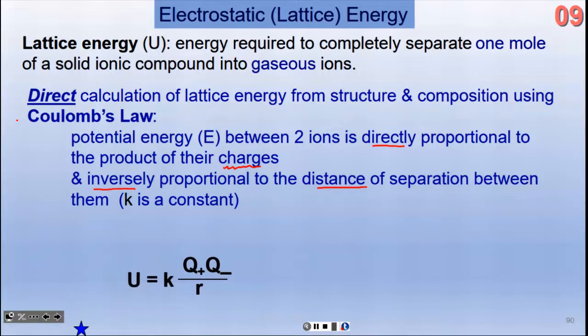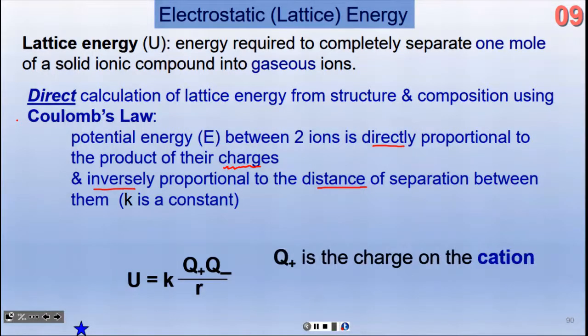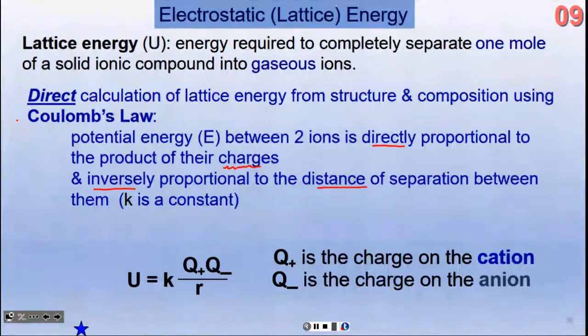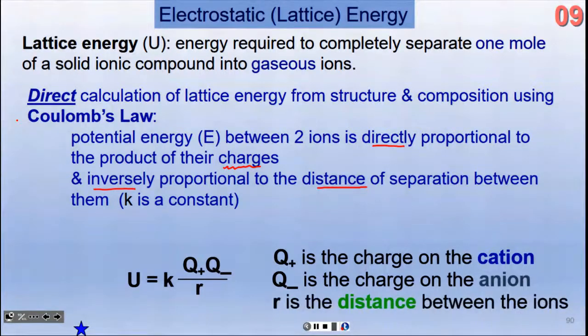Well, here's the equation. The lattice energy U is a constant times the product of the charges, Q plus and Q minus, which are the charges of the cation and the anion, and R therefore must be the distance between the ions. So it's inversely proportional to the distance. Distance would be R, and the charges are Q plus and Q minus. So the product of those divided by the distance gives us a way of making sense of a lattice energy. What does that mean? Keep thinking.